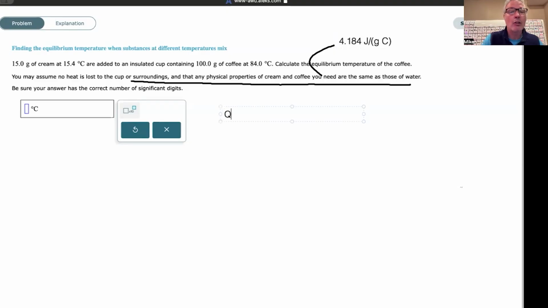So, okay, cool. I hope you get this one out of your 3. So we're going to say Q cream is equal to negative Q. I have to call it, darn, they're both C's. I'll call it water. Okay.